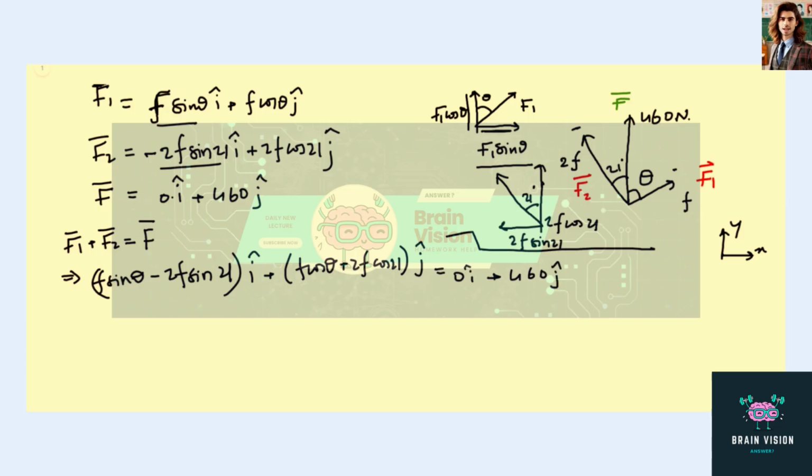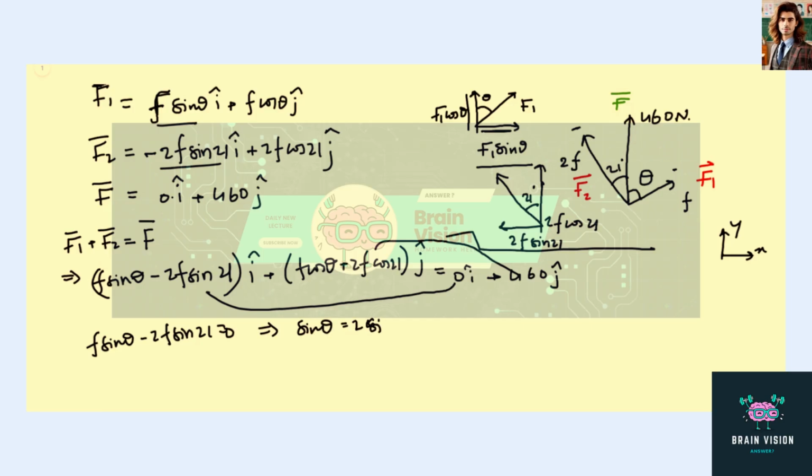plus 460 j cap. Now, because if two vectors are equal, their components are equal, we can say the i components and the j components would be the same. Hence, we write f sine theta minus 2f sine 21 is equal to 0, which implies sine theta is 2 sine 21, and we can find theta as sine inverse of 2 sine 21. If we plug this into a calculator, we can see that this is 45.78 degrees.